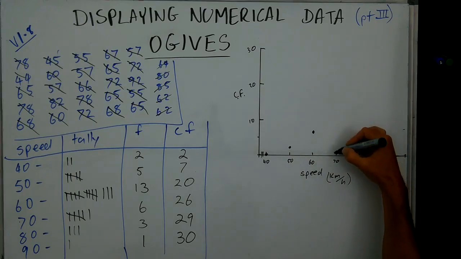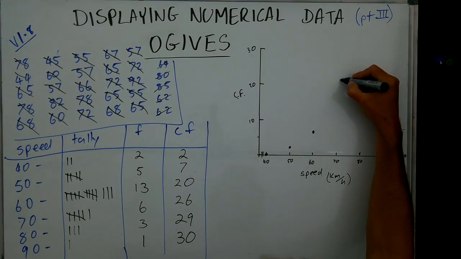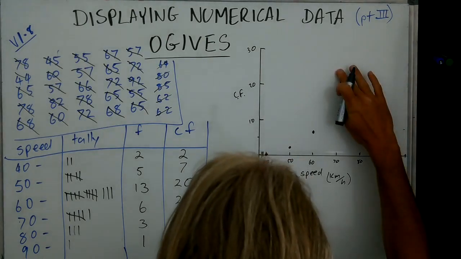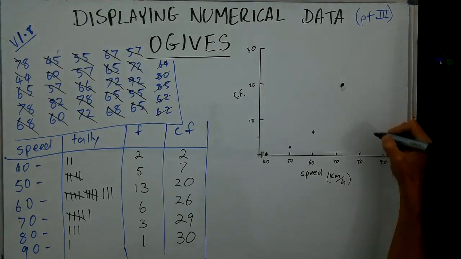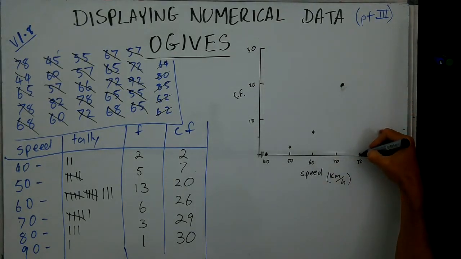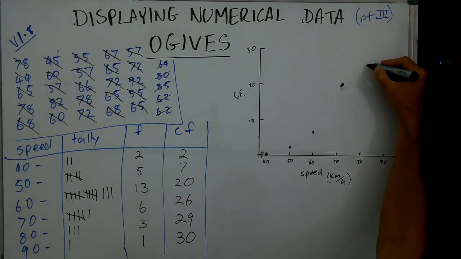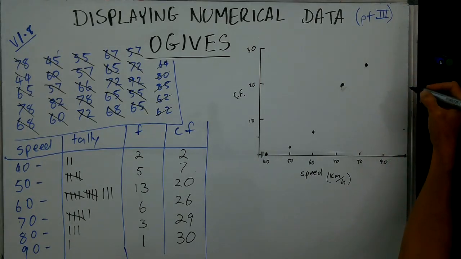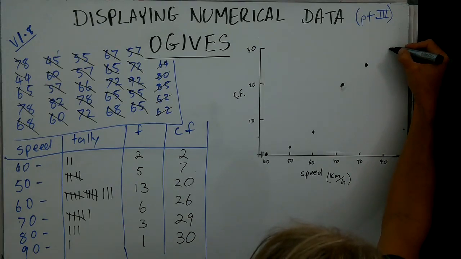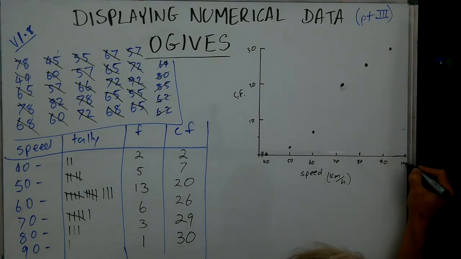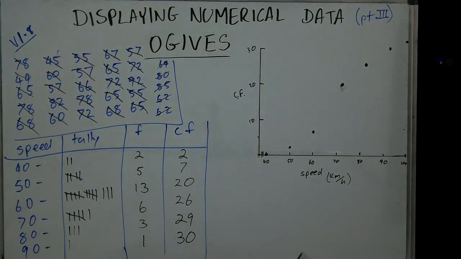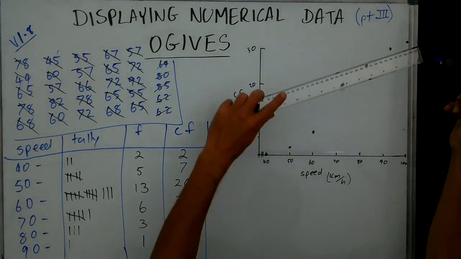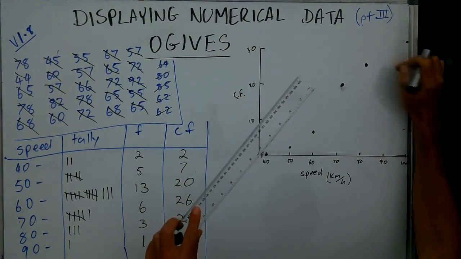The 60 group, 60 up to 70, there's now 20 things in that group. A bit high. Trying to be as accurate as I can. The next group goes up to 26, 29, and then 90 up to 100. Our final 30. So I've squashed that in a little bit on the side there. Oops.